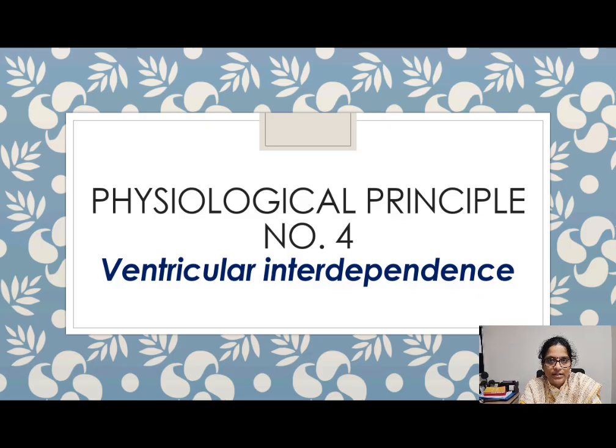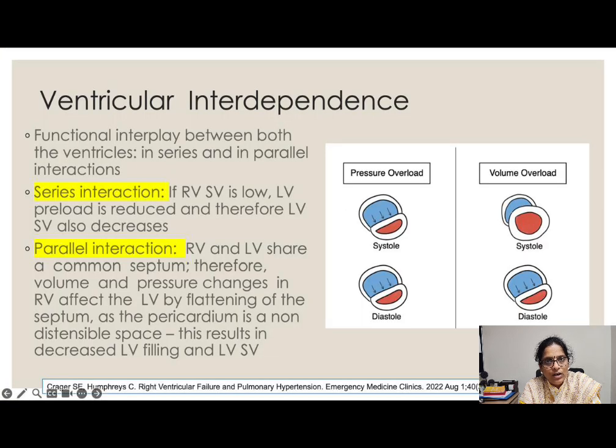The final principle is ventricular interdependence. We all know that there is a functional interplay between both the ventricles, the right and the left, and this acts in series or in parallel. The series interaction is that if the RV stroke volume is low, it's going to result in a decreased LV preload, which means the LV stroke volume is also going to get compromised. The parallel interaction is that the RV and LV share a common septum. Therefore, volume and pressure changes in the RV affect the LV by flattening of the septum because the pericardium is a non-distensible space. This results in reduced LV filling and LV stroke volume.